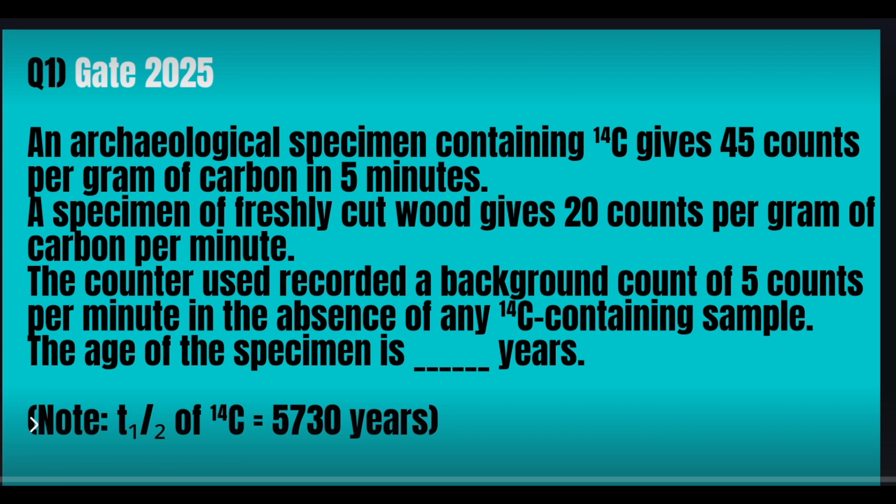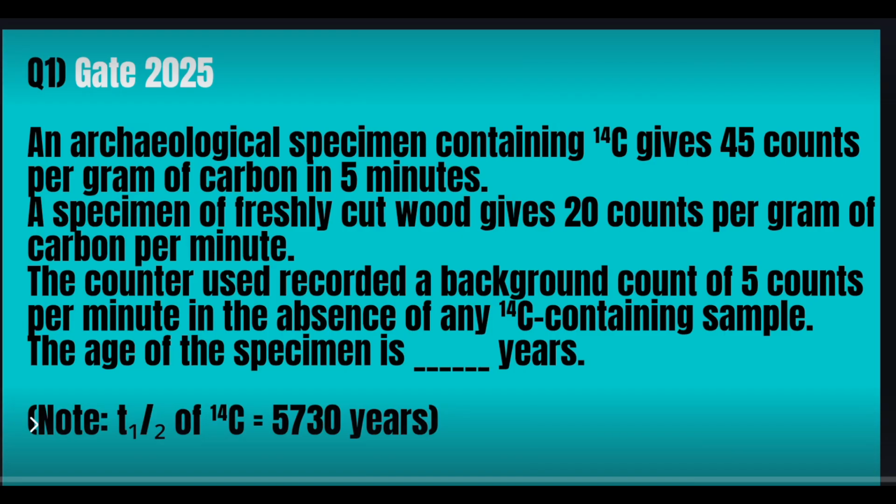This was asked in GATE 2025. The question is, an archaeological specimen containing 14C gives 45 counts per gram of carbon in 5 minutes. A specimen of freshly cut wood gives 20 counts per gram of carbon per minute. The counter used recorded a background count of 5 counts per minute in the absence of any carbon 14 containing sample. The age of the specimen is how many years?